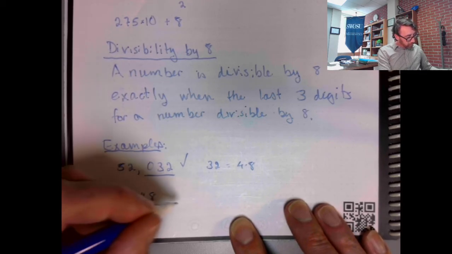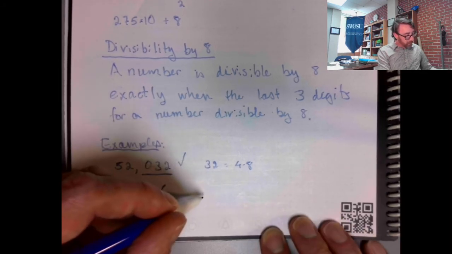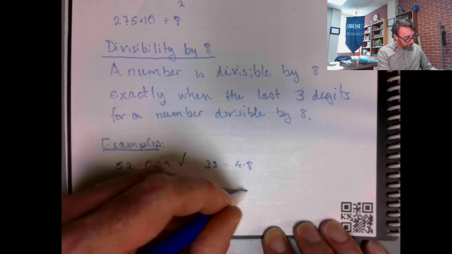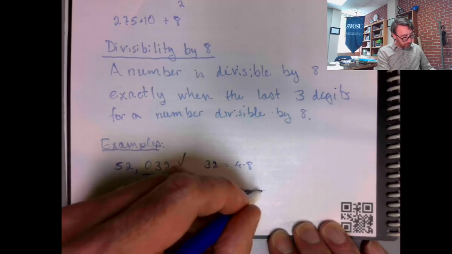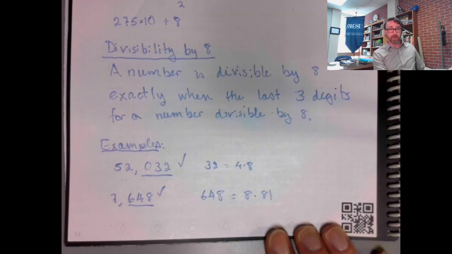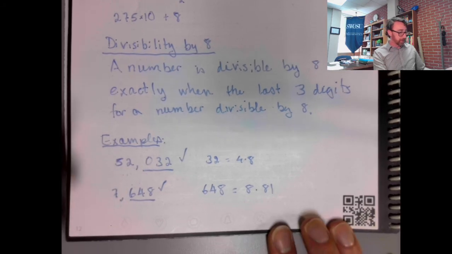7,648. Look at those last 3. 648 is divisible by 8. 648 equals 8 times 81 if you do the division. Okay, so I'm looking at the last 3 there. So divisible by 8, divisible by 8.